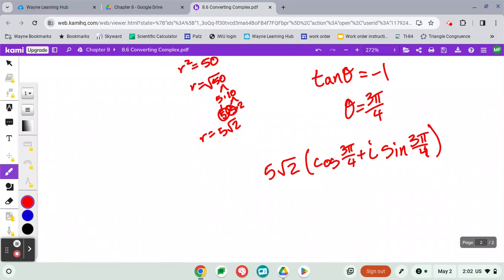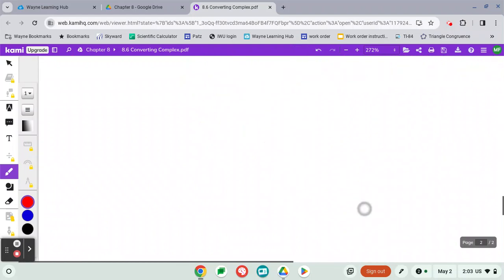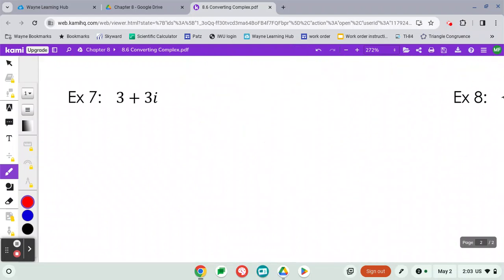And when you type this into Delta, they have kind of a template. You're just filling in the blanks, so I think you'll be fine. Just make sure you have it in the correct form. So of our last two, we're just going to do one more. Let's do number 8. So if you choose to do 7, that's fine. If you want to check it, you should get 3 square root of 2 of cosine of pi over 4 plus I sine of pi over 4. If you don't feel like doing that, that's fine also.